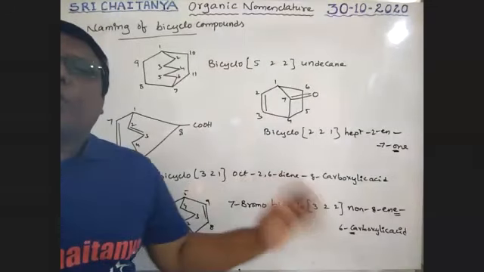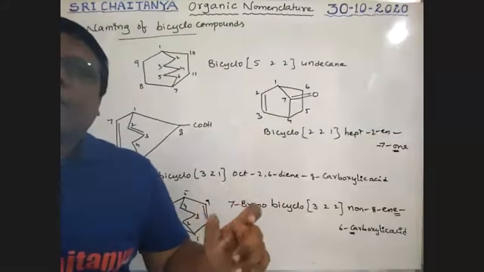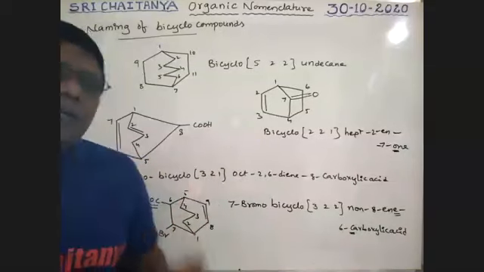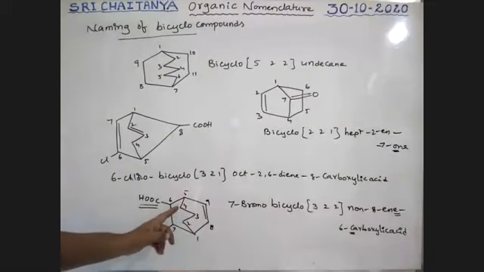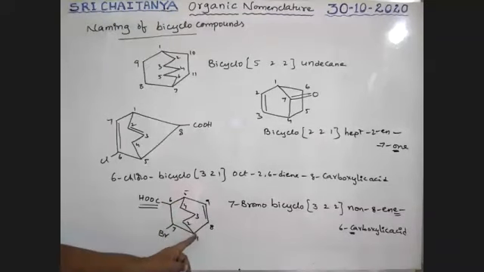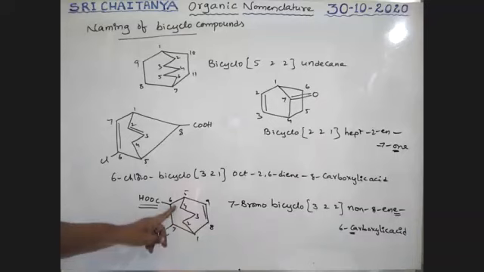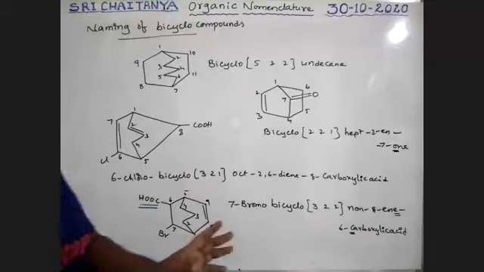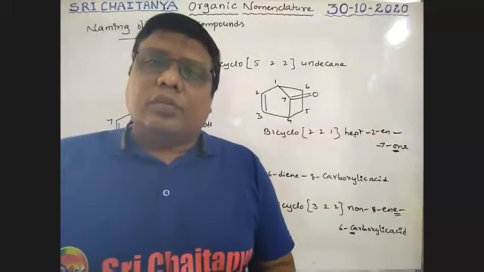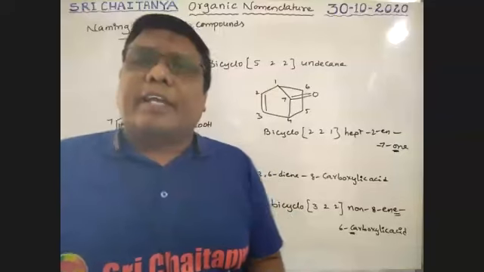So numbering goes from higher to lower, and the higher functional group gets the lesser number. Okay, it is the longest chain, that's why 1, 2, 3, 4, 5, 6. Because it contains a 4 carbon chain, the higher priority group gets the lower number, therefore it is 6. So this is the way to identify and give the naming of bicyclo compounds.